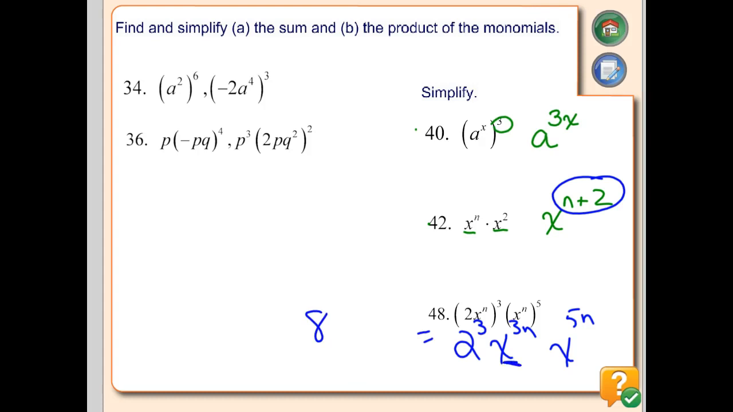Did you notice we have the same base, x? So we add our exponents. What's 3n plus 5n? 8n. So it's kind of weird to see letters and numbers as exponents, but it happens in algebra.